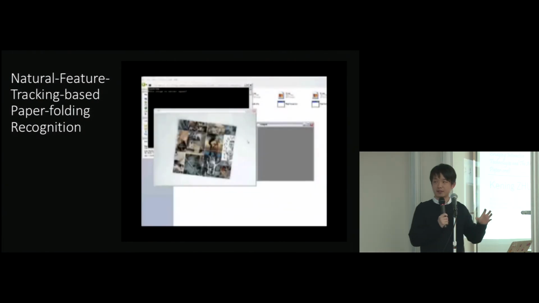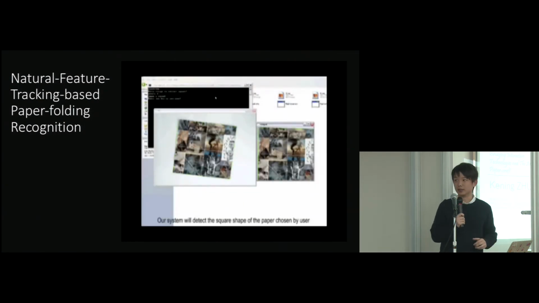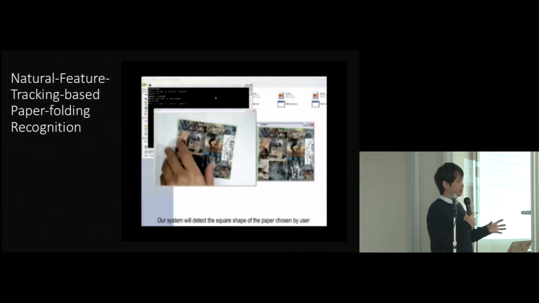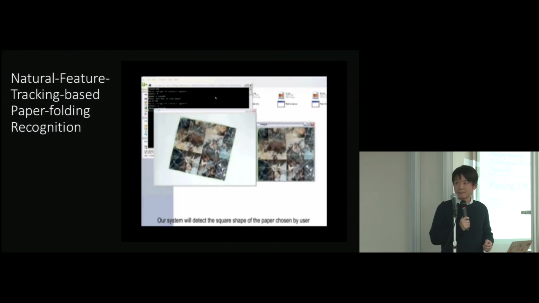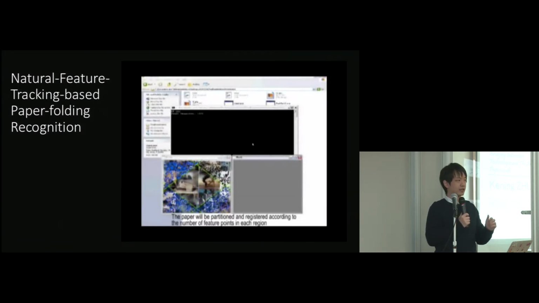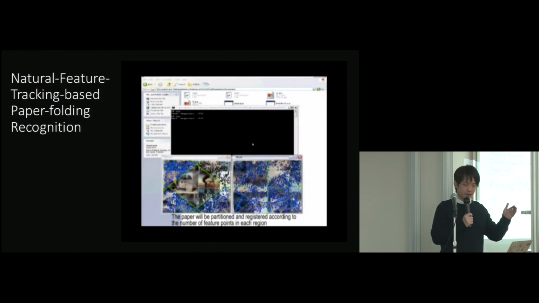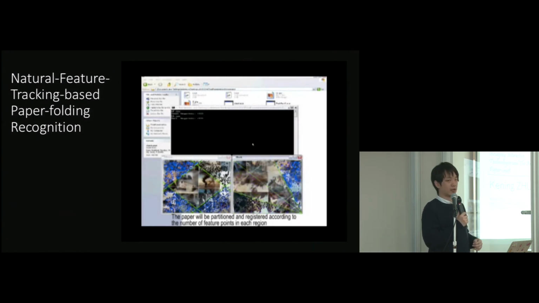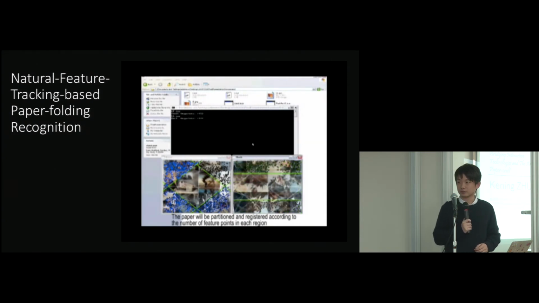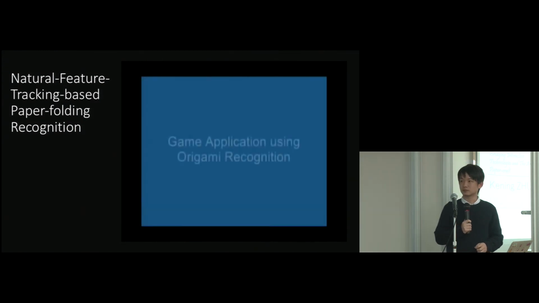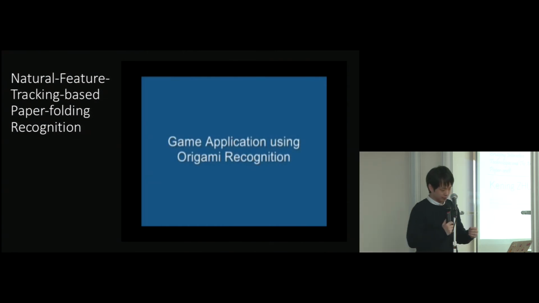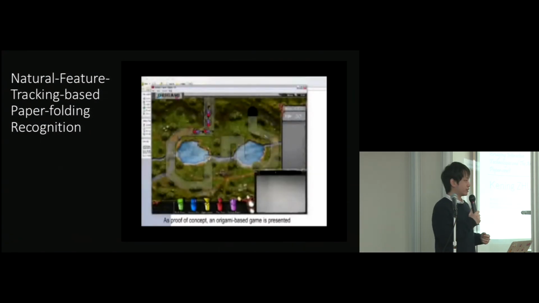So first, it detects the feature points in a piece of paper. They can use any paper, for example, a photo from the newspaper, etc. So detect the feature points in the front face and the back of the paper, and then we divide the paper into different regions that most likely to be folded by the user. And then we can detect the folding by tracking the feature points on the paper.